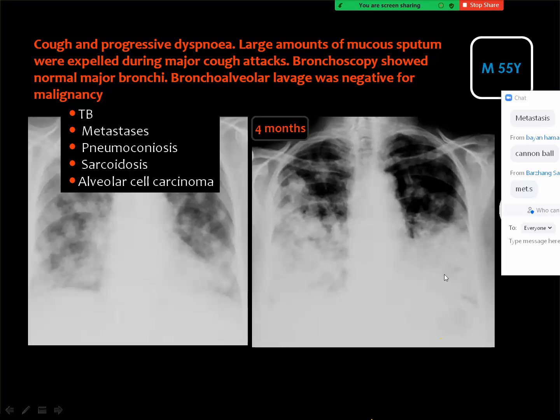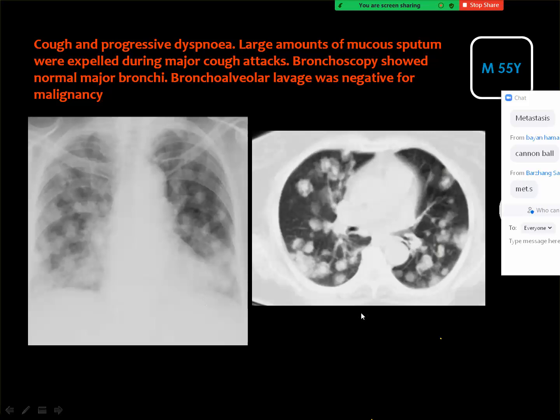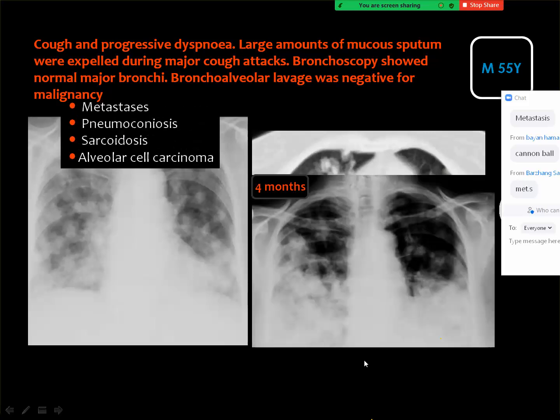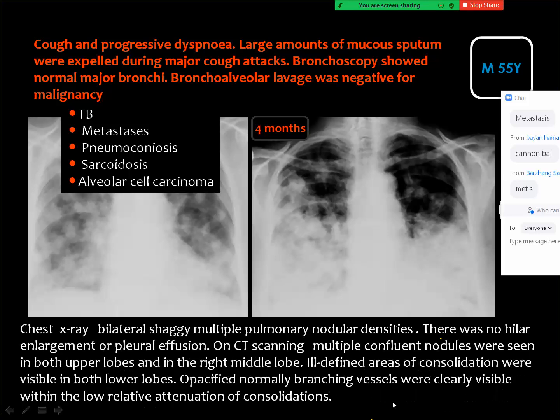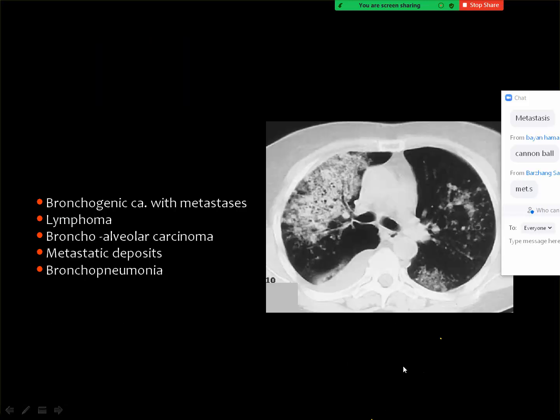Yes, you still see that metastasis is the most likely diagnosis, but you remember that I have mentioned before that alveolar cell carcinoma may start as nodules in the lung, minute nodules or miliary nodules, then they coalesce together to form large nodules, then larger nodules will coalesce together to form patches, and you still see in the lung some of the nodules, and this is one of the diagnostic landmarks of alveolar cell carcinoma.